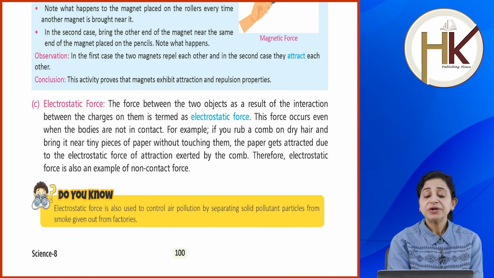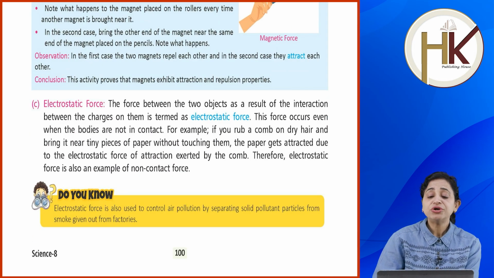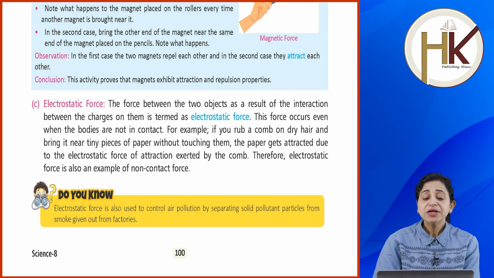In the second case, bring the other end of the magnet near the same end of the magnet placed on the pencils. Note what happens. Observation: in the first case, the two magnets repel each other, and in the second case, they attract each other. Conclusion: this activity proves that magnets exhibit attraction and repulsion properties.